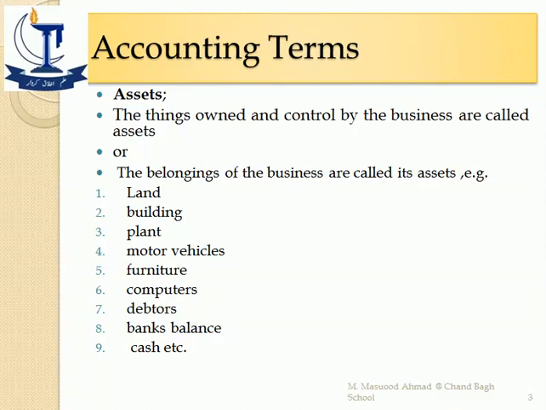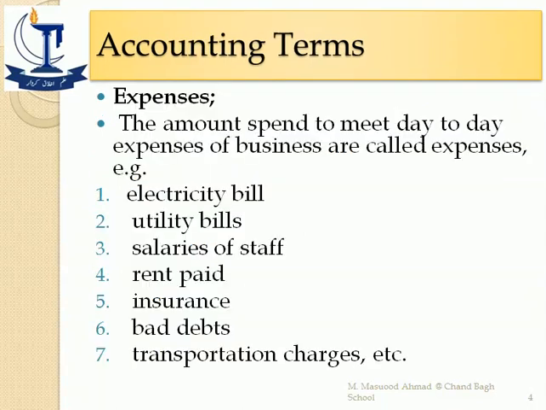Some assets have a life of less than 1 year. These are current assets, and some are being used by the business for more than 12 months, and these are known as non-current assets. So let's see what are the expenses.